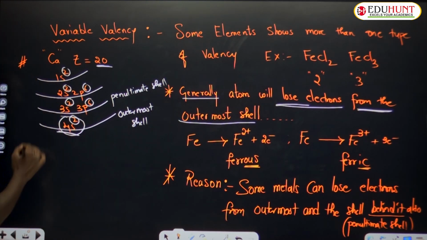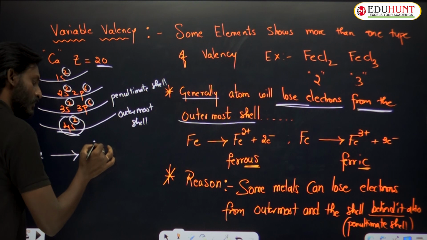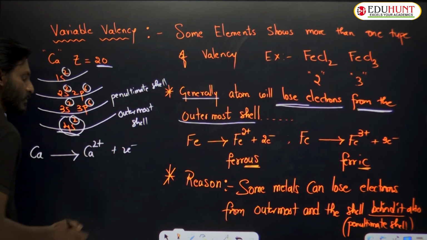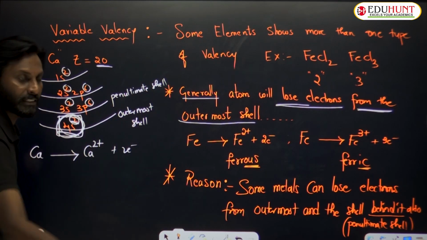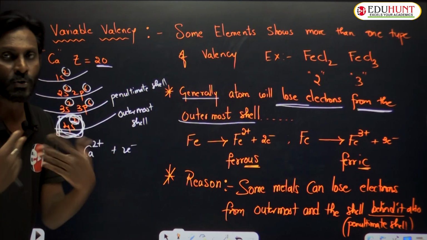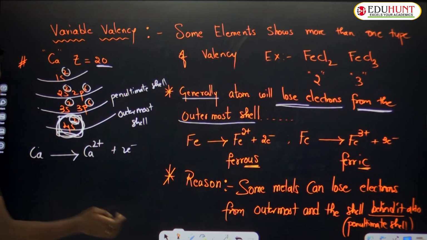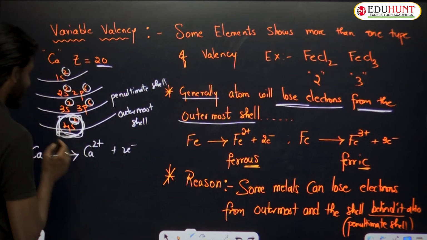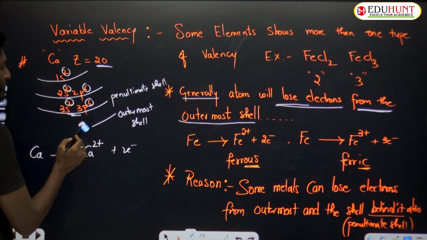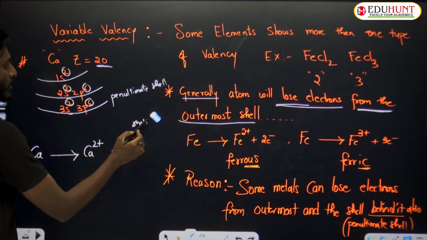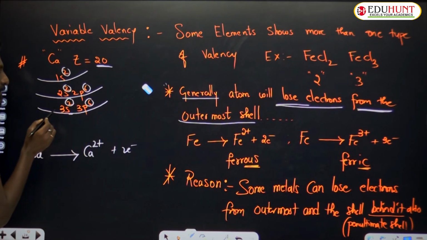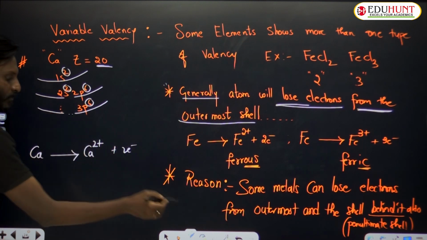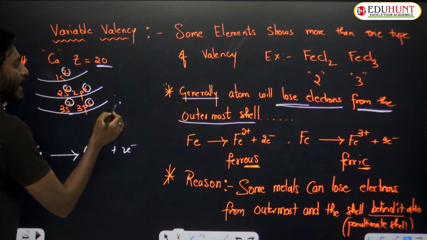2 electrons are there. Now, what happens? Calcium is the atom. If it loses 2 electrons, it becomes Ca2+ by loss of 2 electrons. By losing these 2 electrons, there is no shell. No electrons means no shell. Then the outermost shell becomes this shell. Now how many electrons are here? 2 plus 6, 8 electrons.